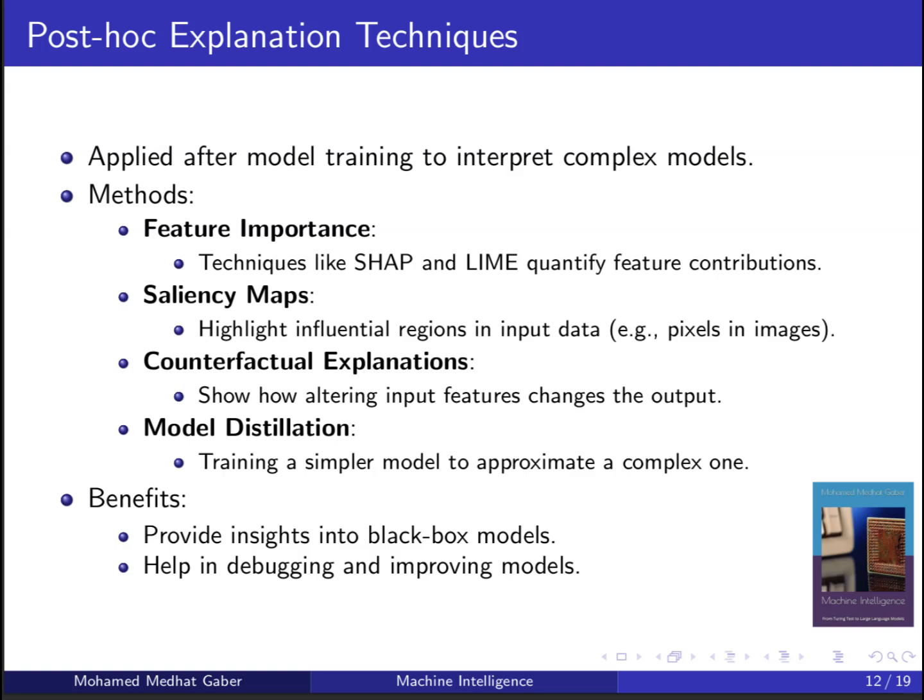Counterfactual explanations provide insights by showing how slight changes in input features can alter the model's output. For example, in a credit scoring system, a counterfactual explanation might indicate that increasing an applicant's income by a certain amount would change a loan application from rejected to approved. This helps users understand the reasoning behind decisions and what factors could lead to different outcomes.